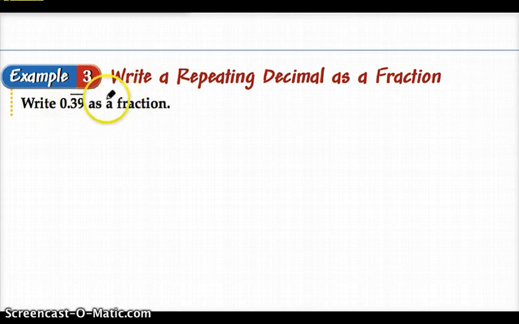Anytime you have a repeating decimal to write as a fraction, there's a neat way that you can do that. Here's what you do. You first start off by saying, okay, let n, the number, equal 0.039 repeating. Then you're going to multiply both sides of this equation so that the repeating part is in front of the decimal.